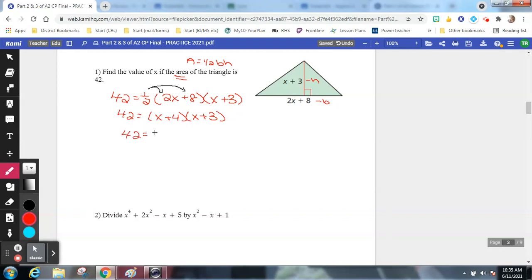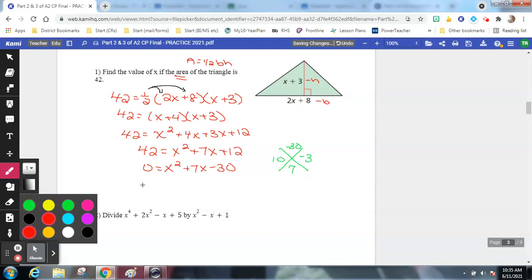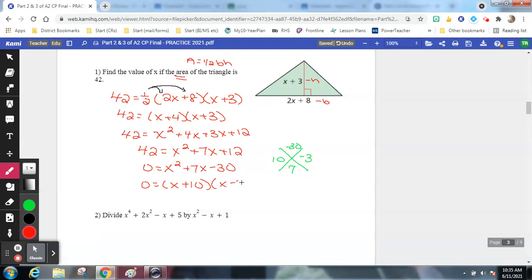Then I can multiply this out, FOIL it. You get x squared plus 4x plus 3x plus 12, and combine it to get your 7x. From here, move that 42 over, subtract it, and we're at this point, okay? I want to factor this so I can solve it. So factors of negative 30 that add up to a positive 7 would be a positive 10 and a negative 3. So that means I have an x plus 10 and an x minus 3.